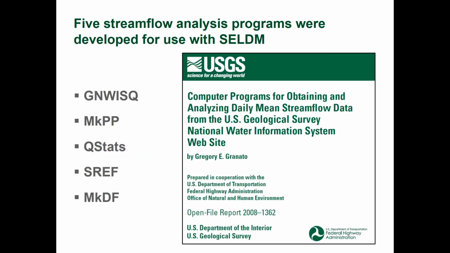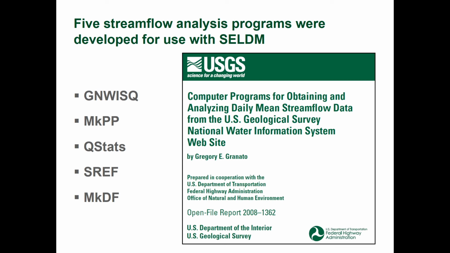If a more detailed estimate of pre-storm flows is desired, then 5 programs are available in USGS Open File Report 2008-1362 for obtaining and analyzing streamflow data. The GNWISQ program is designed to obtain data from the USGS National Water Information System website and to reformat it into a consistent format. The MKPP program reads the flow record and produces the probability percentiles needed to make flow duration curves, which are used to assess the characteristics of flow.